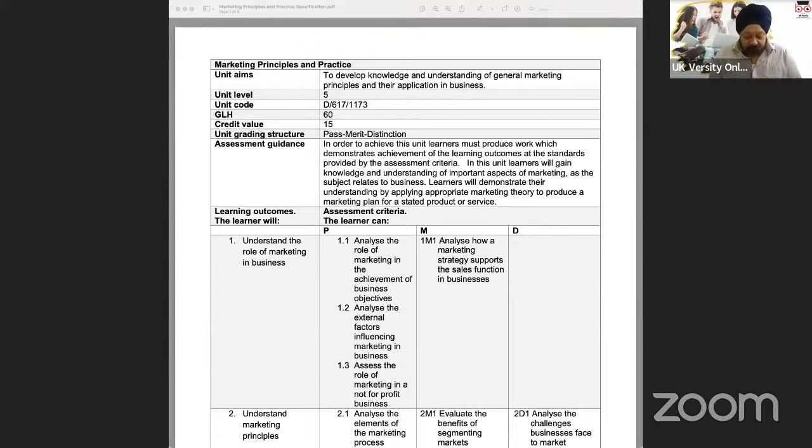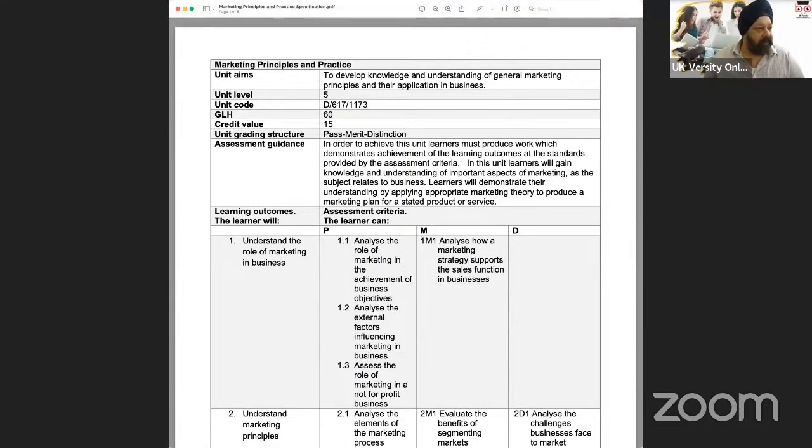Now, what we are going to do is start off by looking at a bit of a unit introduction. What I mean by that is I'm going to give you a bit of background into the unit first, and then we'll look at discussing learning outcome 1 for today.